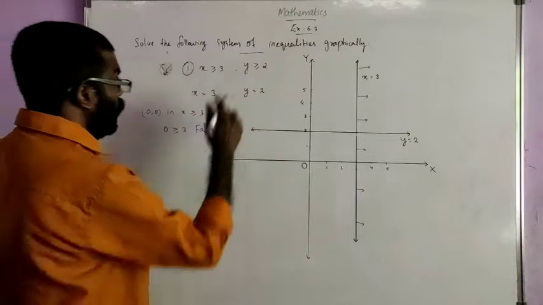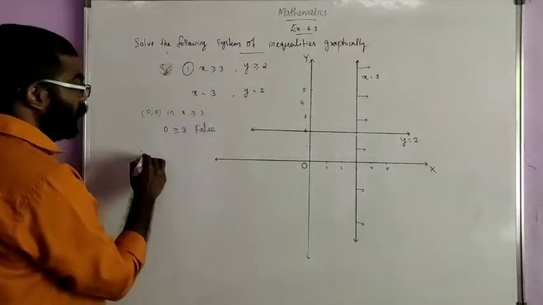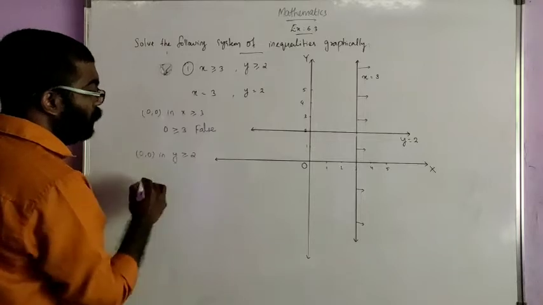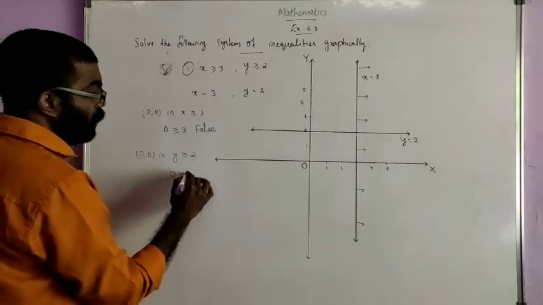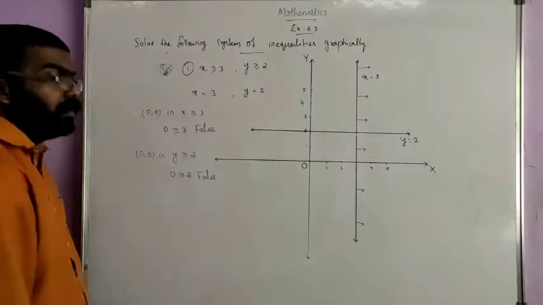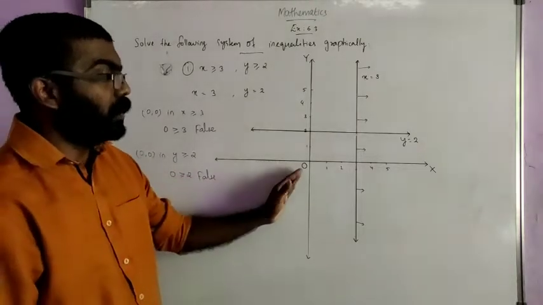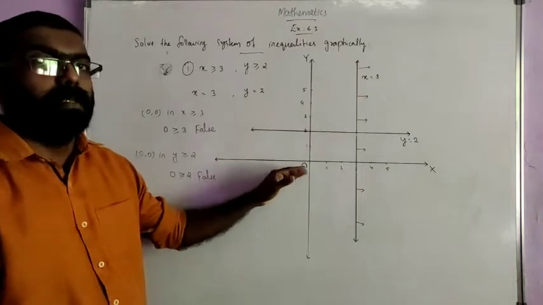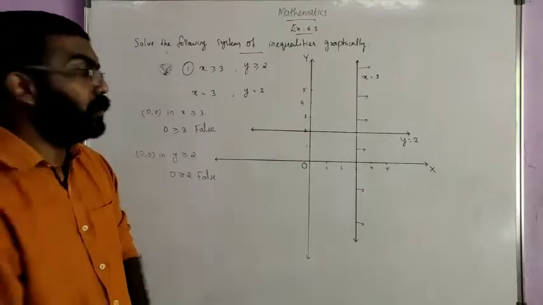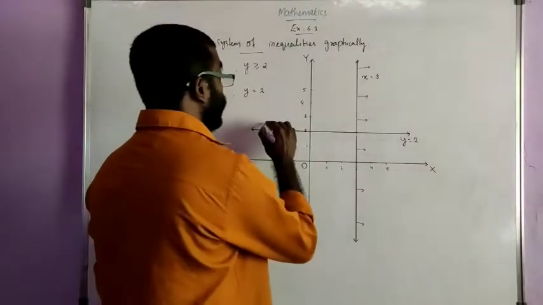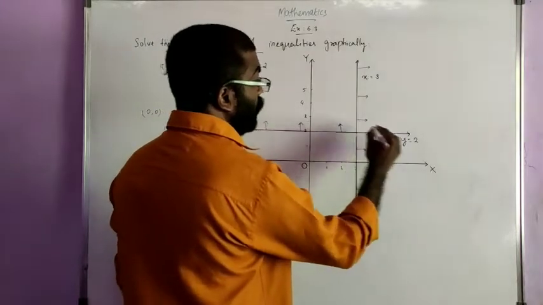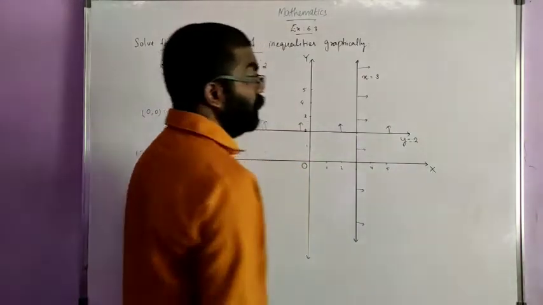And for the next one, y greater than or equal to 2, here also we can put 0, 0 in y greater than or equal to 2. Here we get 0 greater than or equal to 2. Again, it is a false statement. That means 0, 0 is not a solution of this particular inequality y greater than or equal to 2. So the upper part of this line, the upper half plane, will be the solution region.